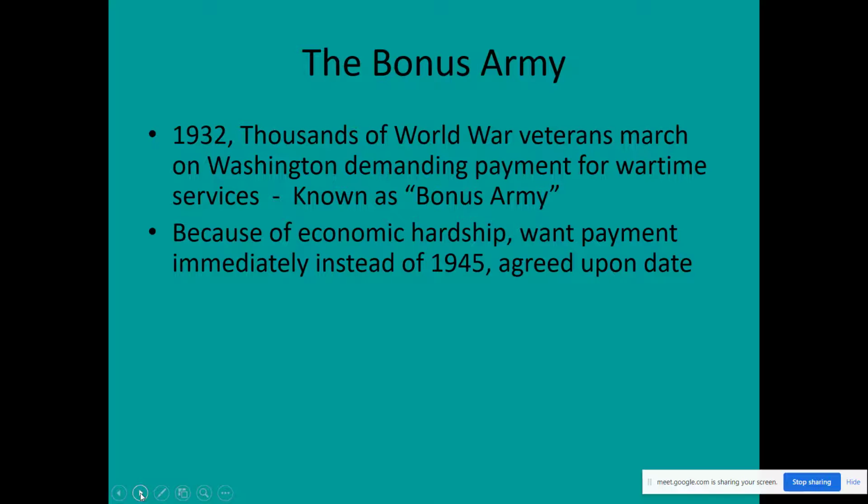The Bonus Army. In 1932, thousands of World War veterans marched on Washington demanding payment for wartime services, known as the Bonus Army. What happened was they were told that they were going to be given a bonus for surviving World War I, but they weren't going to be getting that payment until a date way later in the future. And they wanted their money now, especially because of the hardships that they were going through. Because of economic hardships, they wanted the payment immediately instead of 1945, when it was the agreed upon date.